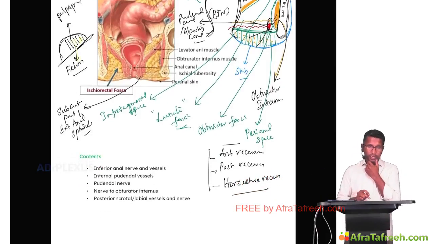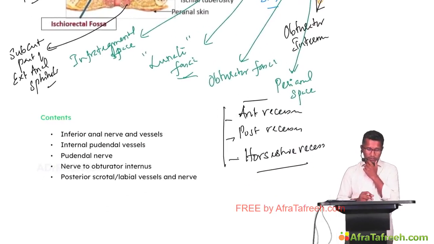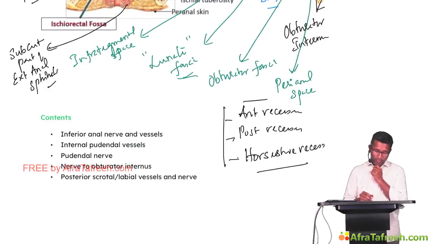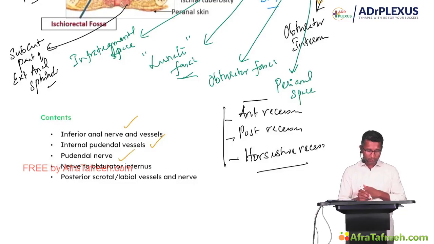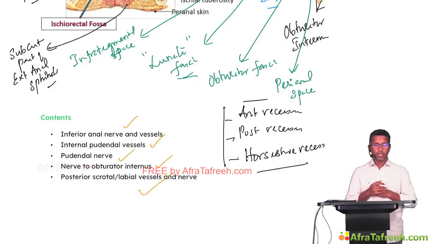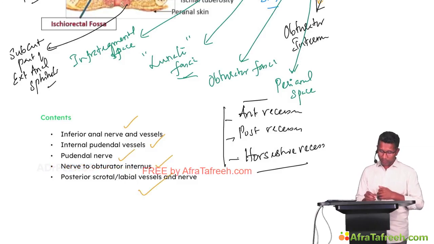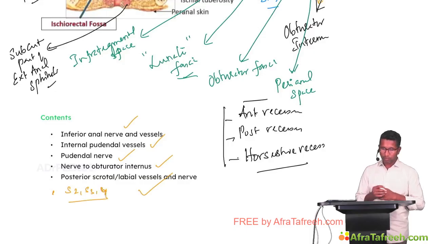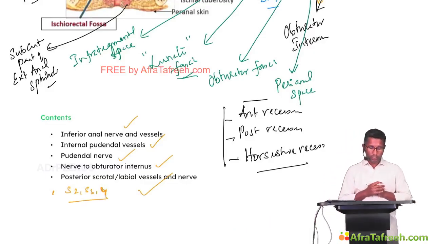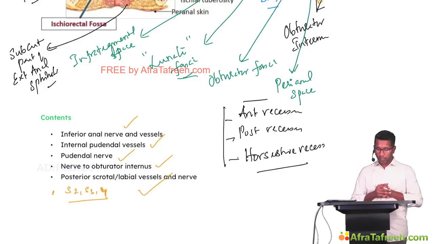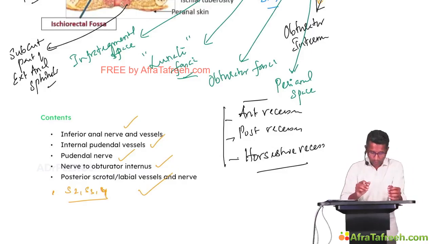So these are all the contents of the ischioanal fossa. The inferior anal nerve or inferior rectal nerve, the internal pudendal vessel branches, and the pudendal nerve, all these things we have seen. The posterior scrotal and labial vessels, and you can also see the branches from S2, S3 and S4 penetrating the perianal region. So the fibers of these nerve roots you can also see in this. These are all the contents of the ischioanal fossa.